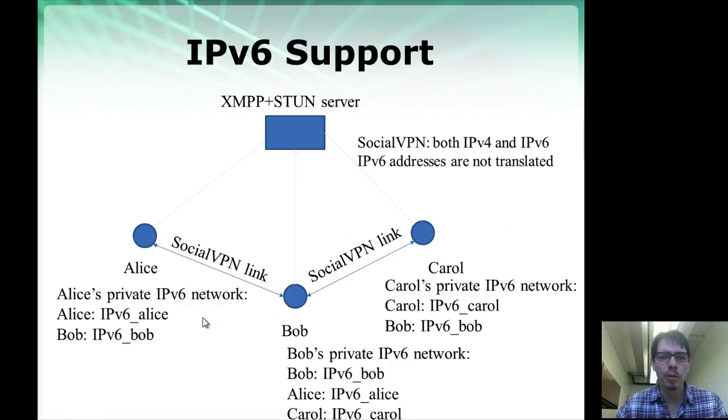So we hope that applications that build on top of Social VPN eventually will support more and more of IPv6, and the issue of address translation will be less important for those.